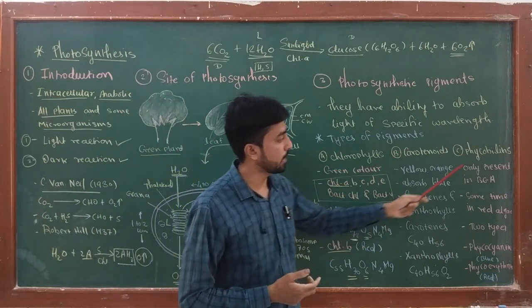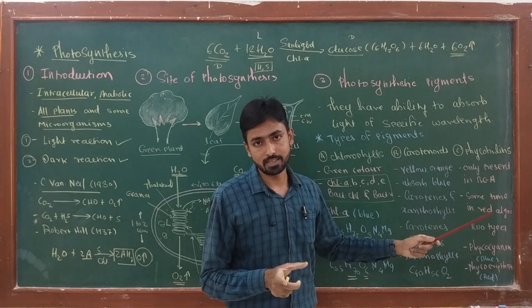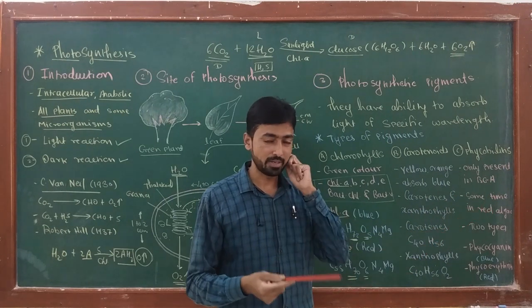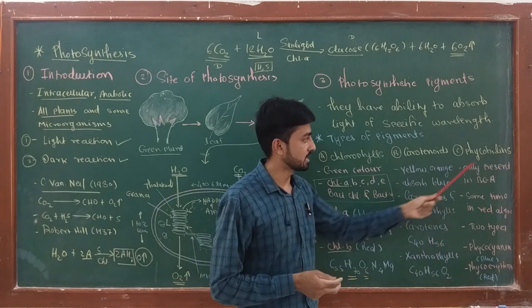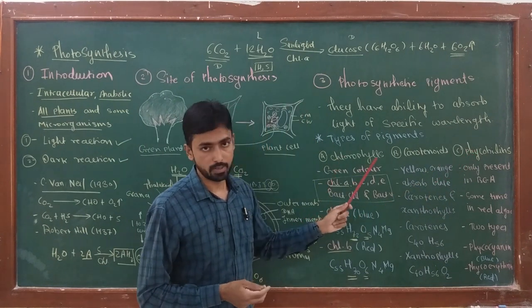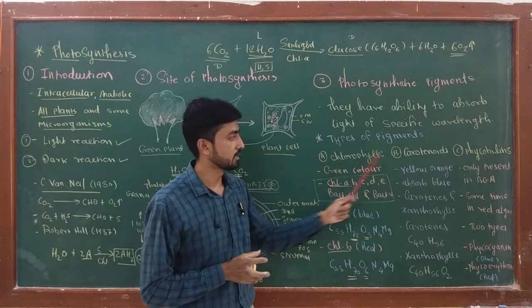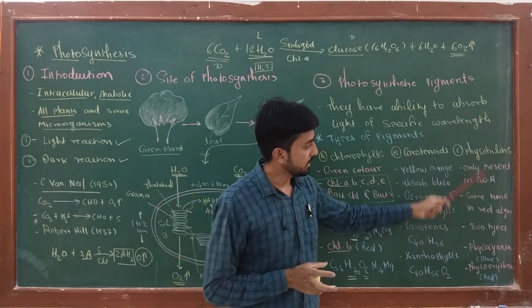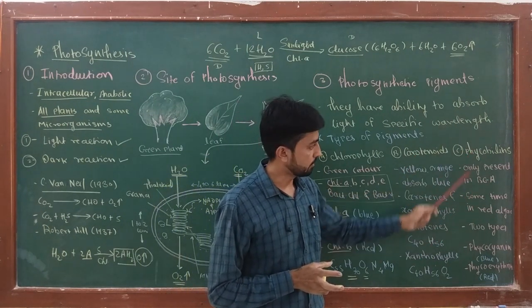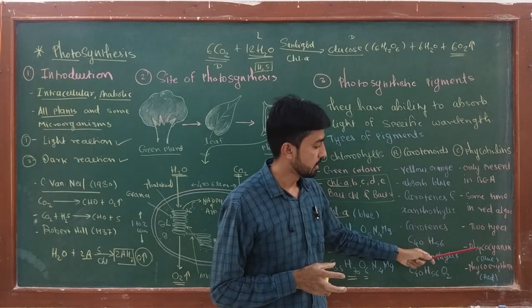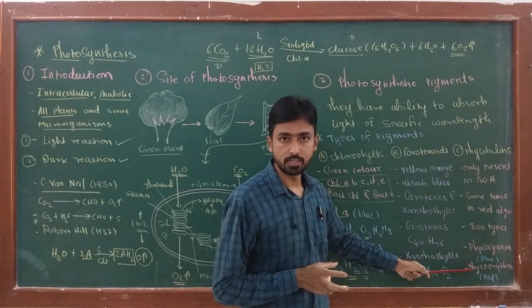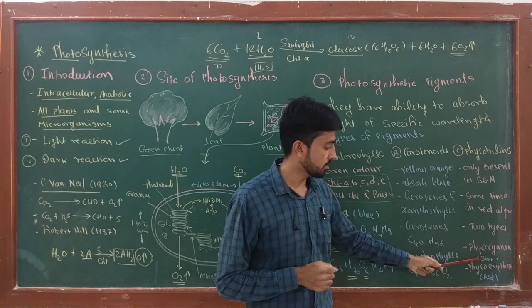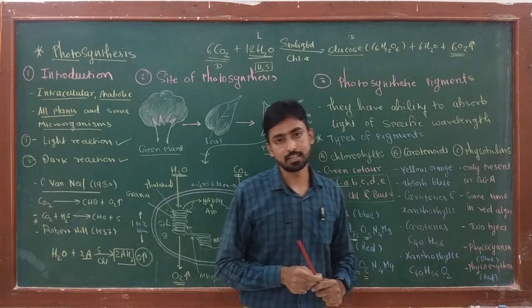The last type of pigment is phycobilin, which is only present in blue-green algae or sometimes in red algae. These phycobilins are generally absent in the plant. Plants only contain chlorophylls and carotenoids. There are two types of phycobilins, phycocyanin and phycoerythrin. Phycocyanin is blue in color, while phycoerythrin is a red color pigment.